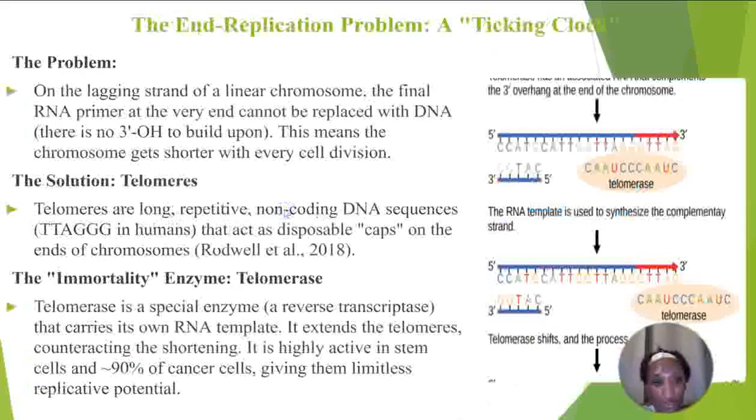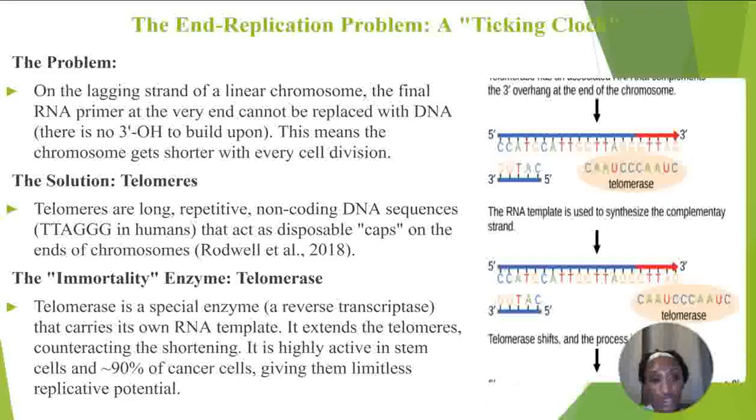The end replication problem: on the lagging strand of a linear chromosome, the final RNA primer at the very end cannot be replaced with DNA, so there is no 3'-OH to build upon. This means that the chromosome gets shorter with every cell division.